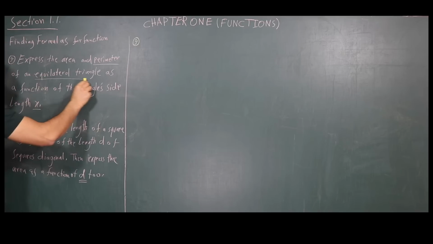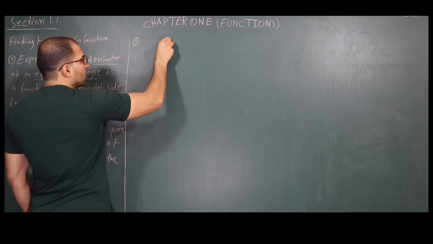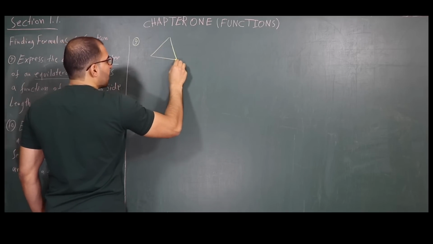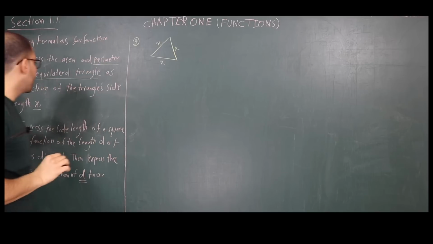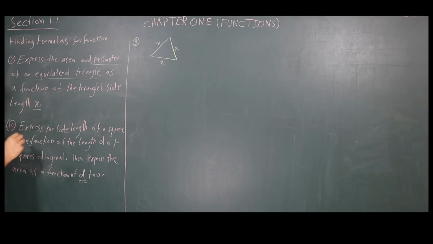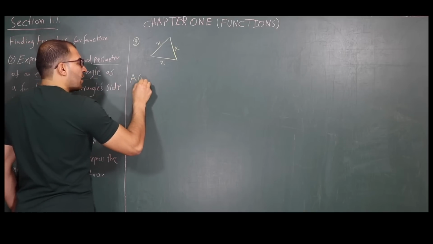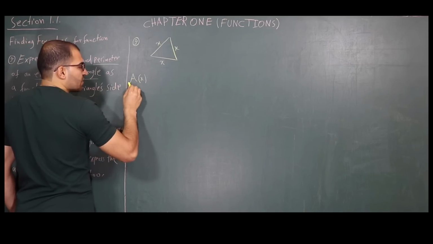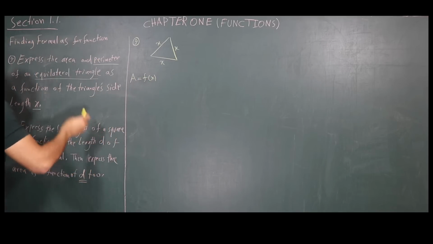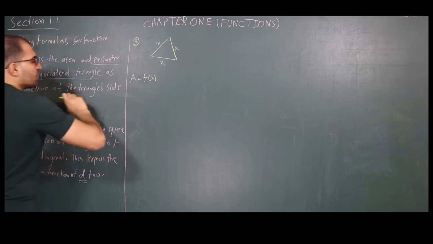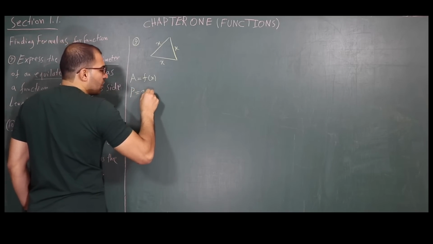I assume that you all know that an equilateral triangle is a triangle that has three sides with the same length. Okay, so he wants us to express the area. That means he wants me to express the area A as a function which depends on the element x, and he also wants me to express the perimeter. That means P, he wants me to express it also as a function g of x.